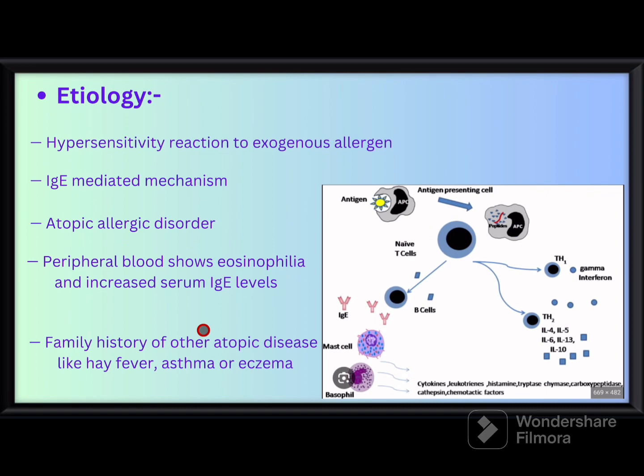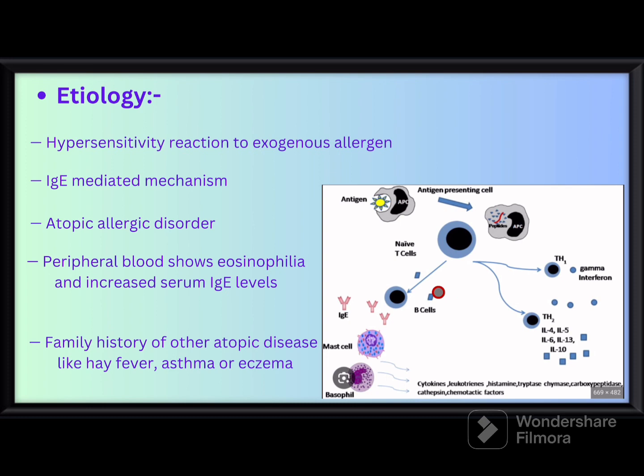Now, what is the etiology? As you can see here, the etiology is a hypersensitivity reaction to an exogenous allergen. Could be a grass pollen or any other allergen. So, it was thought to be an atopic allergic disorder in many cases. So, what is the mechanism of the atopy? It is IgE mediated. Okay. IgE mediated mechanism plays a very important role.